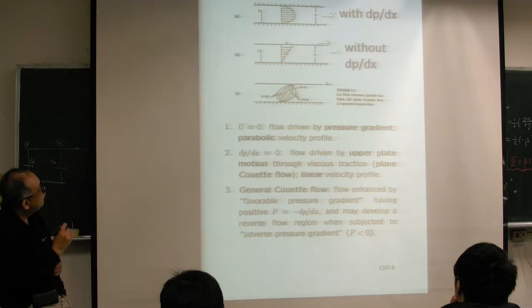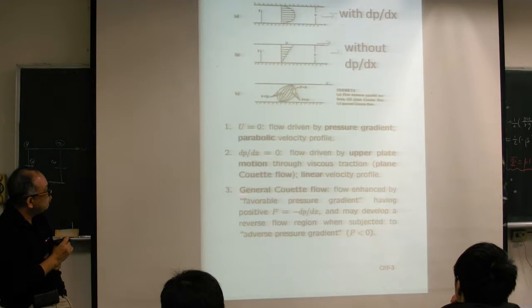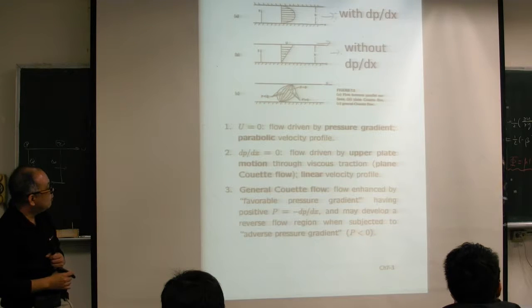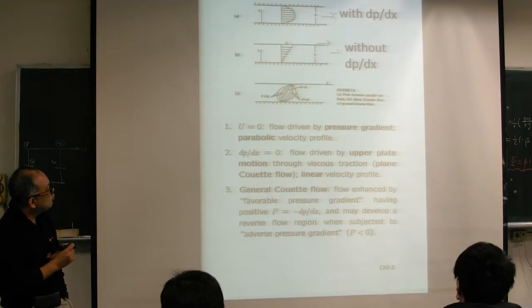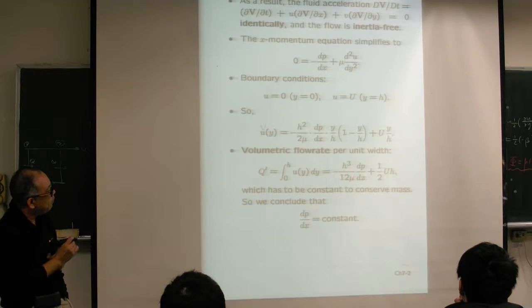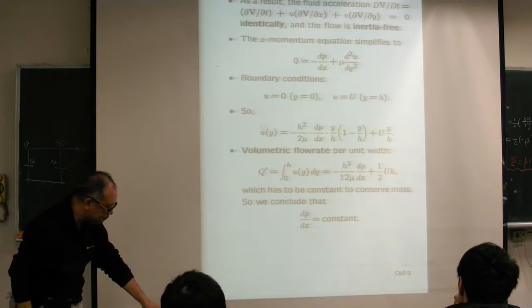If you combine both of these, consider the more general case: we have a pressure gradient as well as a moving wall on the upper surface. Depending on your pressure gradient dp dx, as you can see here, if this is a negative value, that means our pressure decreases with x.